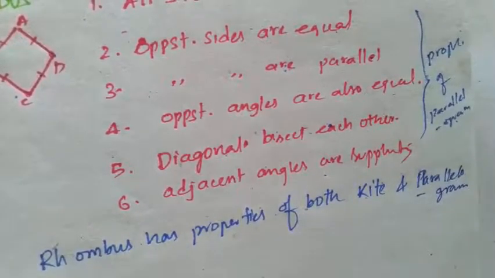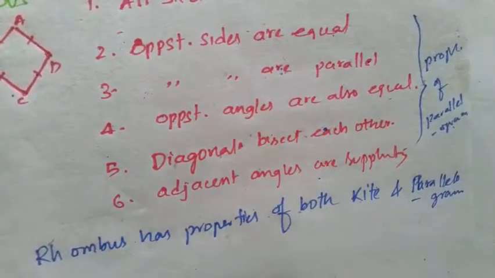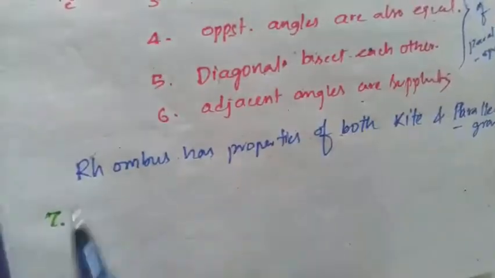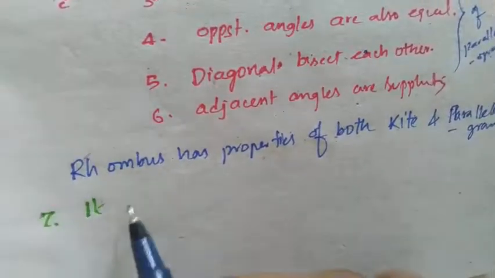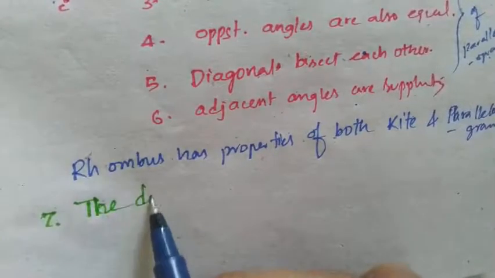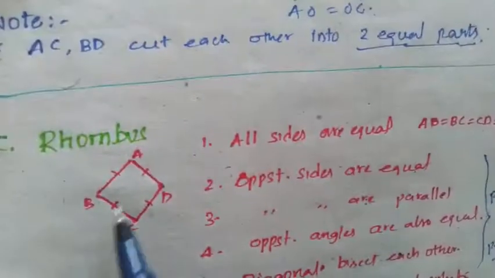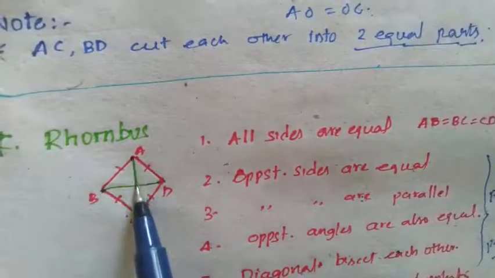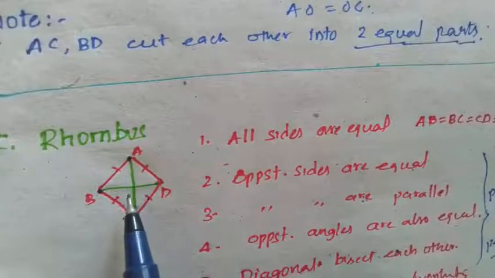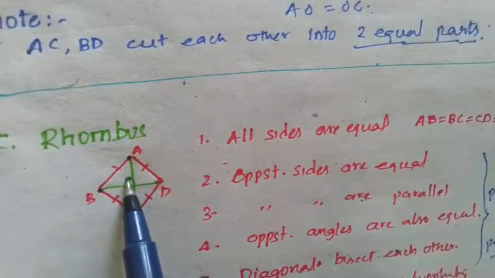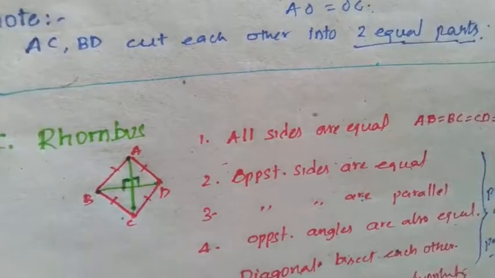Okay, in addition to this, another specific property of a rhombus is that its diagonals not only bisect each other but they are perpendicular also. So the diagonals, let us see first in the figure. If you draw a diagonal like this, they will bisect each other as in the case of a parallelogram, as well as they are perpendicular to each other.